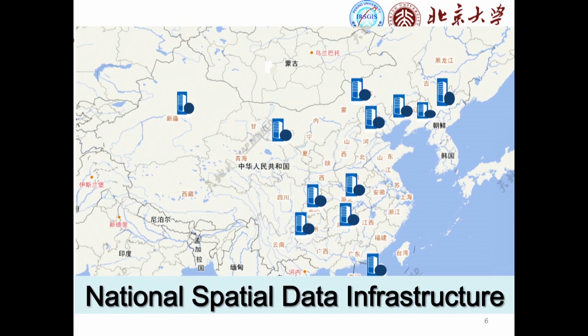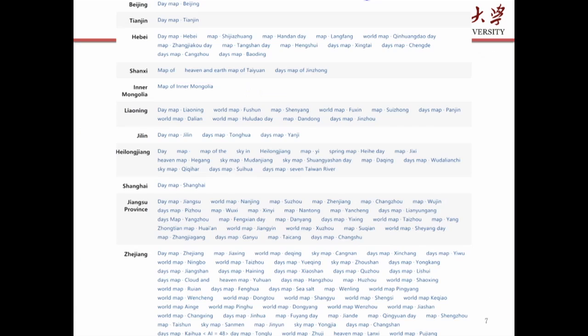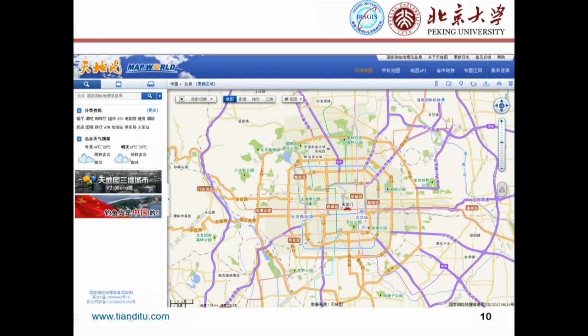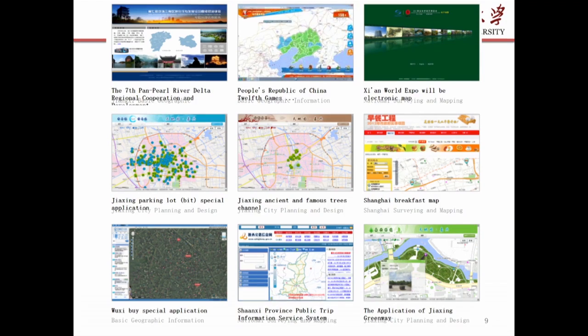So I just continue with the Bureau of National Surveying and Mapping and Geoinformation's construction of the national spatial infrastructure. It began in 2006. Until now, I just checked on the website, there are more than 300 provincial, regional level cities and county level cities that have built this NSDI. And this is the TND2 system, also called World Map. It's an official map services system. And on it, we developed many applications about environment, land use, and population analysis, something like this.